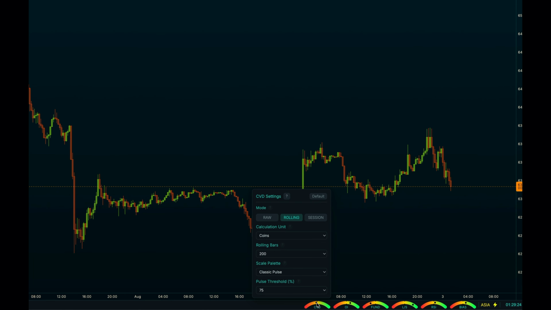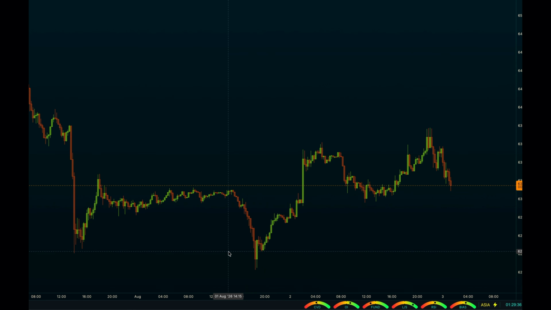CVD, cumulative volume delta, sums the difference between market buys and sells. Right means aggressive buyers, left, sellers. The key is the comparison with price. A rise with no CVD behind it signals absorption or a fading impulse.